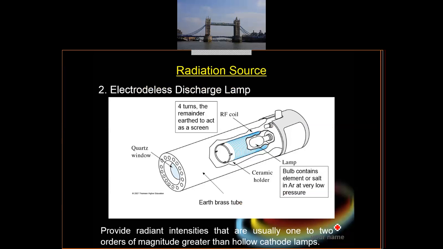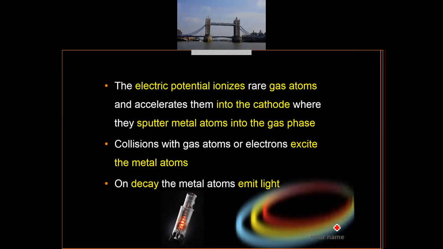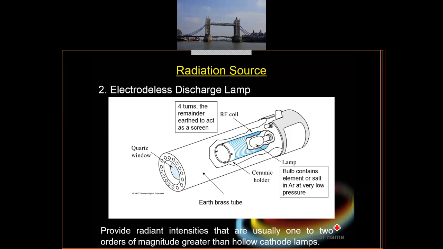Also, we have the electrodeless discharge lamp. New machines use this one, but it's quite expensive and we don't use it. Most of the time we use this hollow cathode lamp. This one is also being used, but not much.